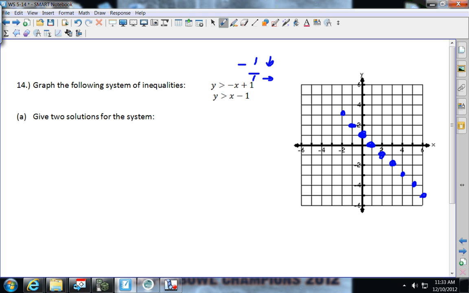Now, is it going to be a dashed line or a solid line? When do you use a solid line? Solid line is when it's equal to. So I'll leave this alone because it's dashed. And it is greater than. So it's everything up above the line.